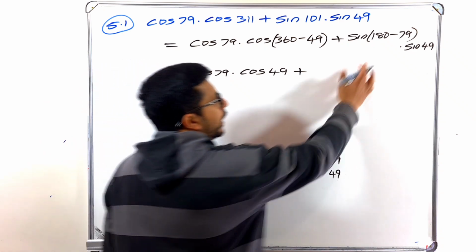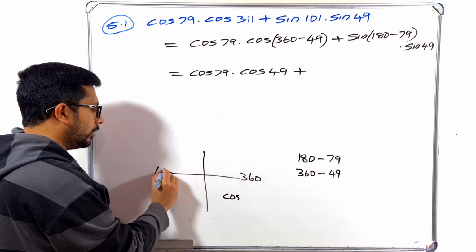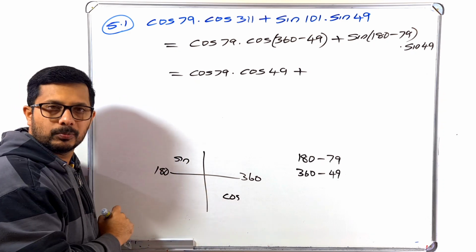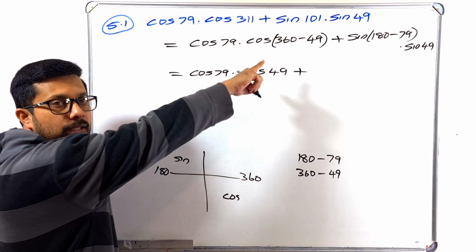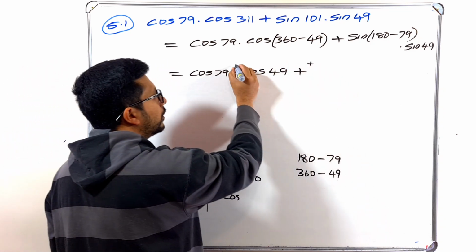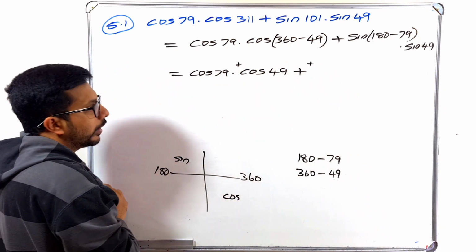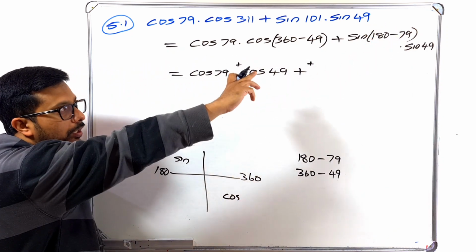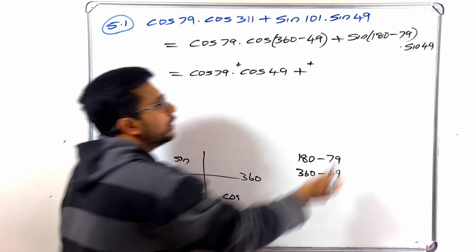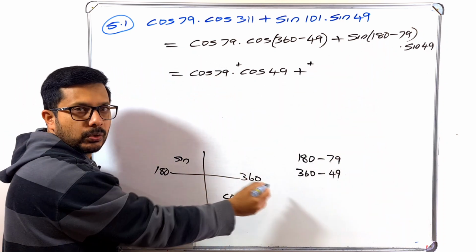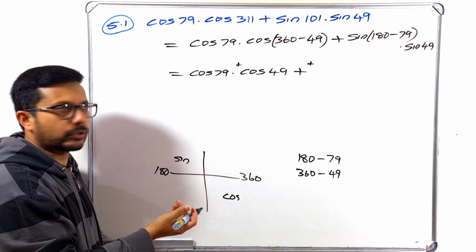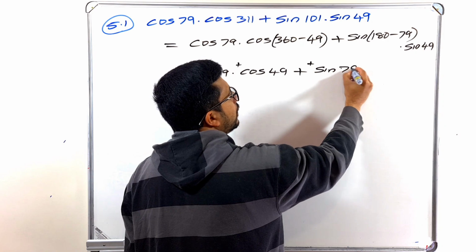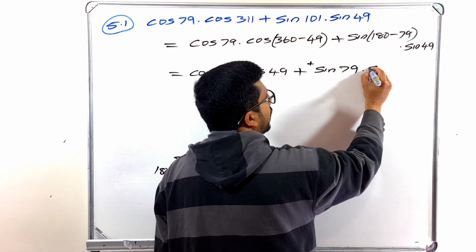49. Then 180 minus 79. This is 180 minus 79, second quadrant. In the second quadrant, you know that sine is positive. So here what? Sine. So that one is also positive. So 180 minus 79 is second quadrant, sine is positive, there is sine, so it is positive. Then if it is based on 180 or 360, the horizontal line, there is no change in the trigonometry. So here sine, here also sine. Sine of 79 times sine 49.